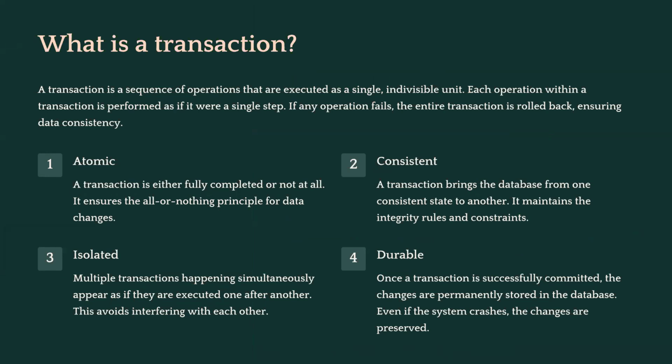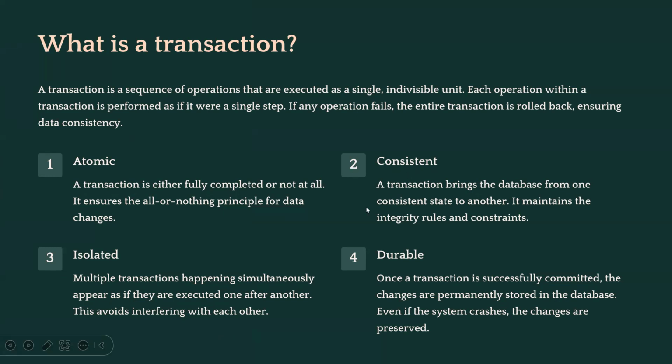So there are four main types of transaction we can say. The first is the atomic transaction. An atomic transaction is either fully completed or not at all. It ensures the all-or-nothing principle for data changes. We can take the example of PhonePe. There, if we make any transaction, the amount would be fully deducted or the transaction would be fully cancelled.